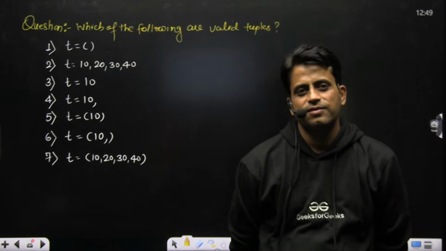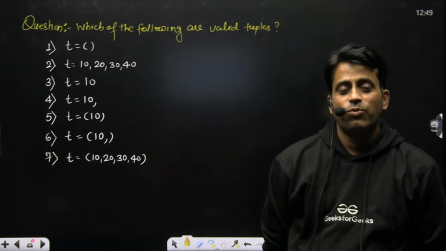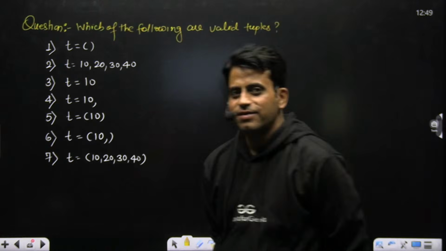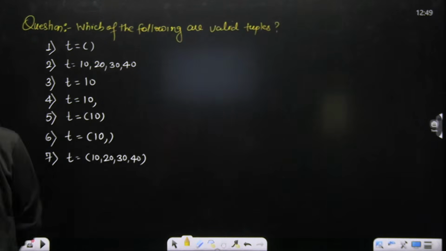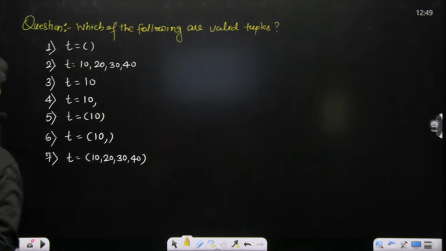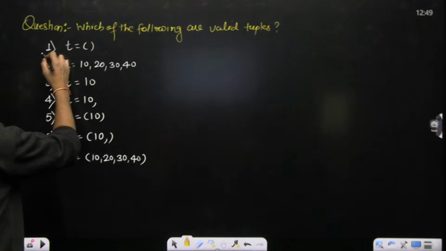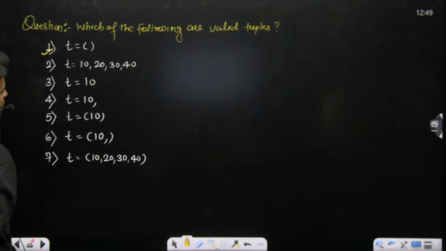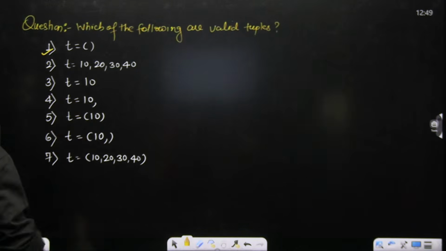बोलो भाई, व्हाट अबाउट फर्स्ट? फर्स्ट आपने छोड़ दिया. विच ऑफ द फॉलोइंग आर वैलिड टपल स्टूडेंट? दिस इज वैलिड टपल स्टूडेंट, क्या प्रॉब्लम है? दिस इज एम्प्टी टपल. व्हाट अबाउट दिस वन स्टूडेंट? व्हाट अबाउट दिस वन सेकंड?